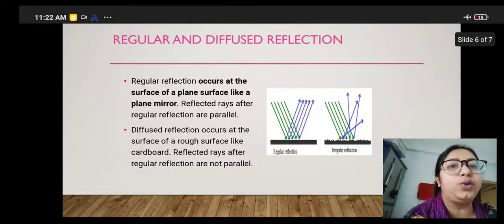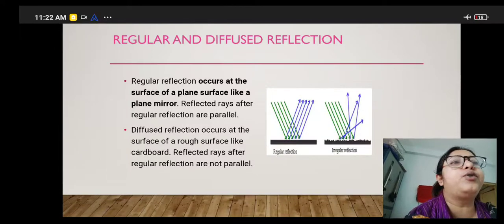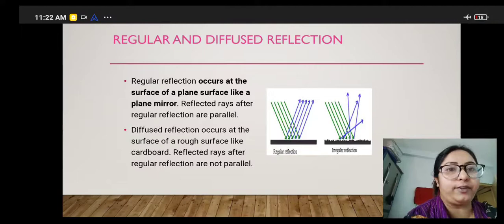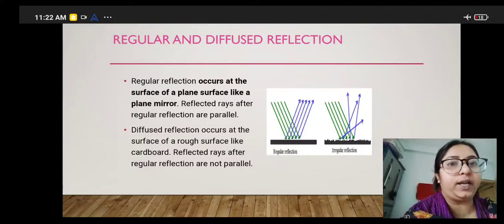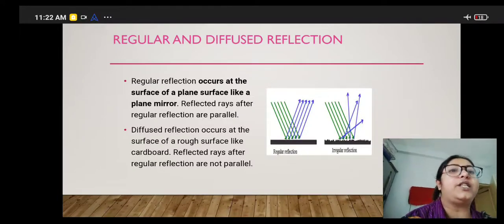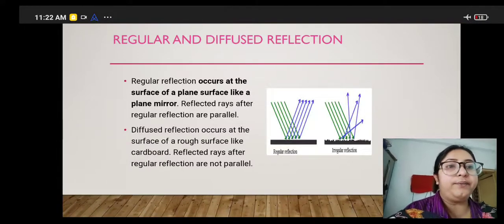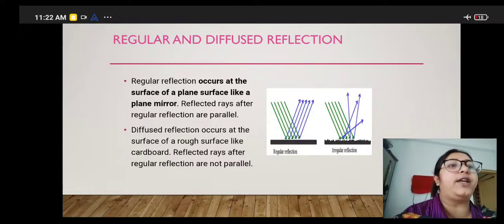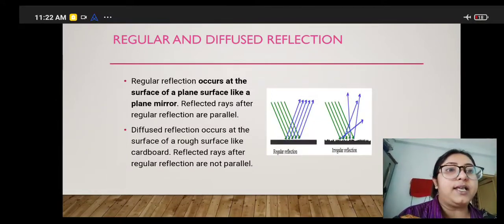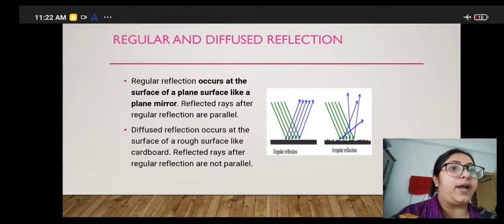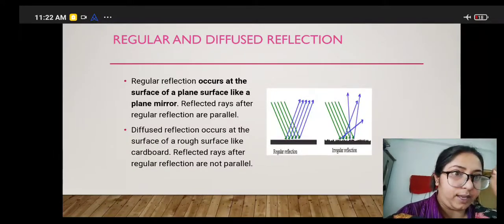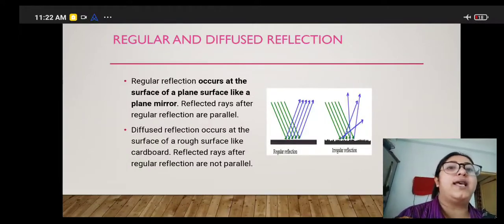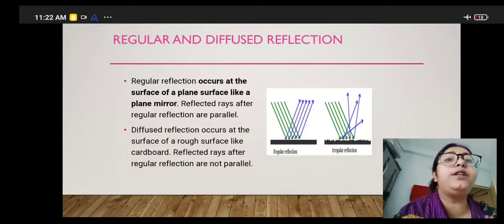Next, we'll go to regular and diffused reflection, which is a concept related to reflection of light. First is regular reflection. What is regular reflection? Regular reflection is mainly a type of reflection where angle of incidence and angle of reflection is always equal. That means the surface needs to be plane, where the angle of incidence and angle of reflection are always same.